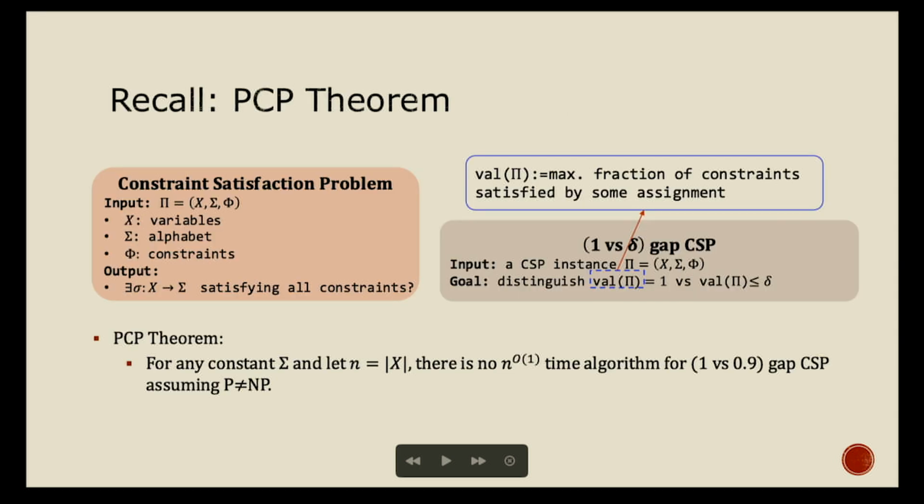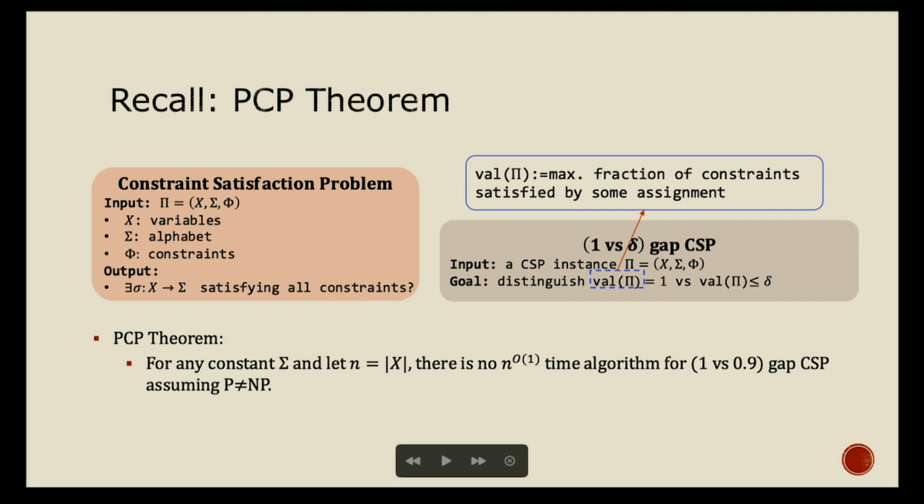Let me recall that in the NP world, hardness of approximation results are often obtained via the PCP theorem, where people first establish constant inapproximability for the constraint satisfaction problem, then reduce CSP to many downstream application problems in a gap-preserving way. Let me define the constraint satisfaction problem. We are given a tuple (X, Σ, Φ), where X is a set of variables, Σ is the alphabet, and Φ is a set of constraints. The goal is to decide whether there is an assignment to all the variables that satisfies all the constraints.